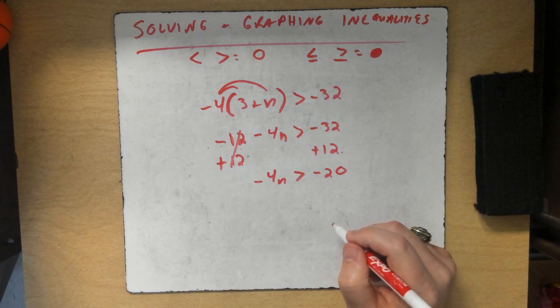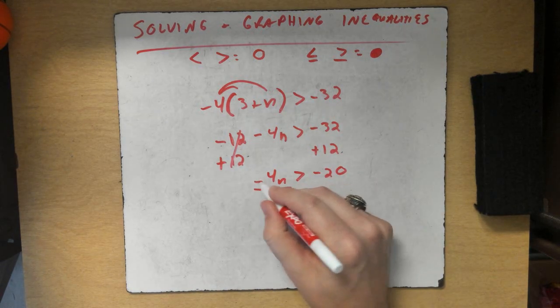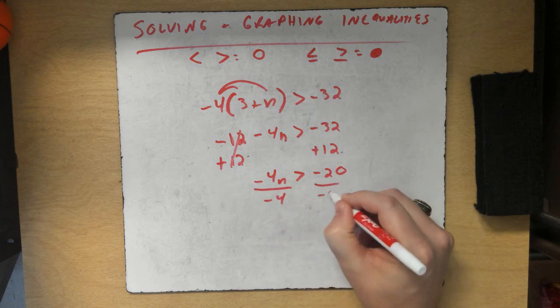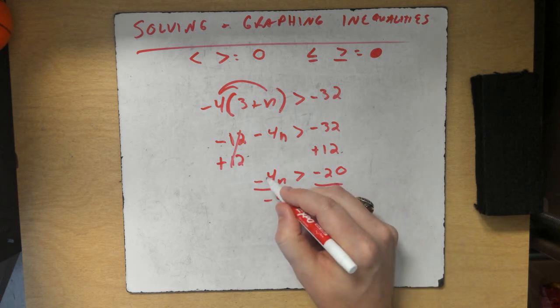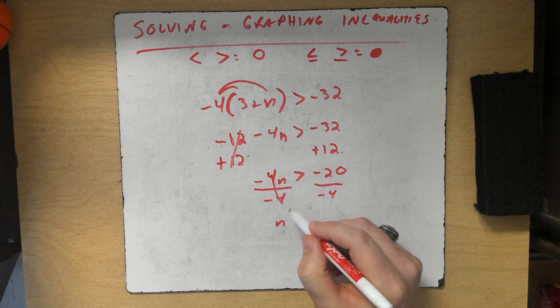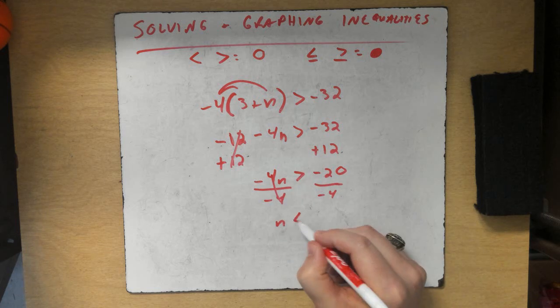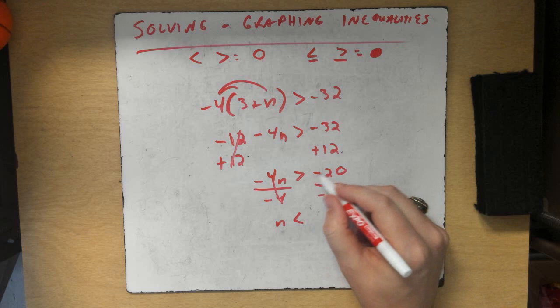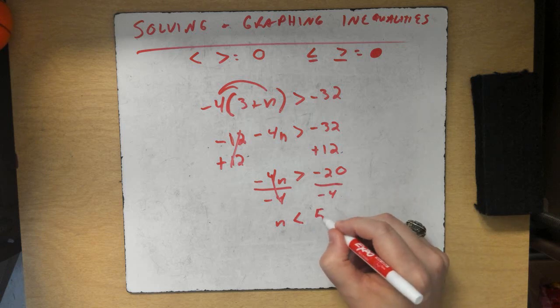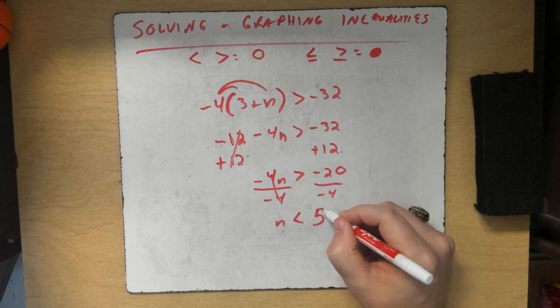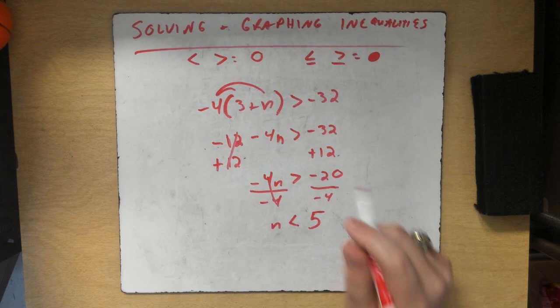And then our last step is to divide by negative 4 on both sides. Okay, here's how that rule comes in. Divide by a negative, right? Our n comes down. Divide by a negative, our symbol flips again. We divide negative 20 by negative 4, which gives us a positive 5. Remember, two negatives divided by each other gives us a positive number. And that's our answer there.